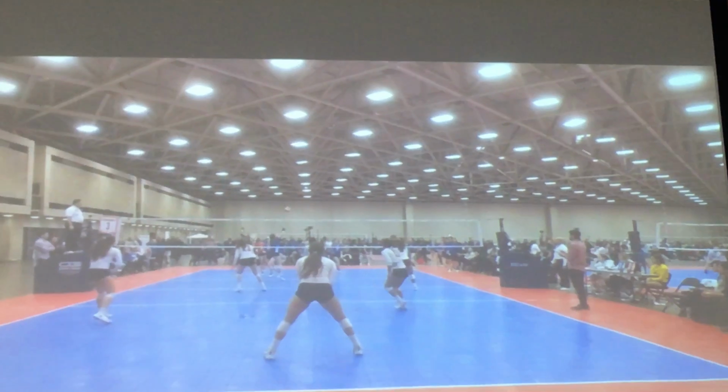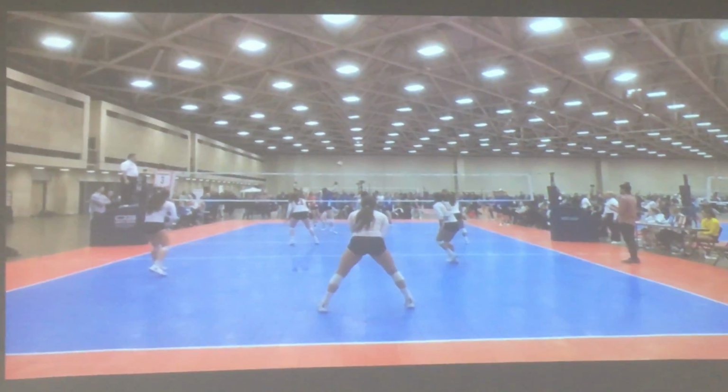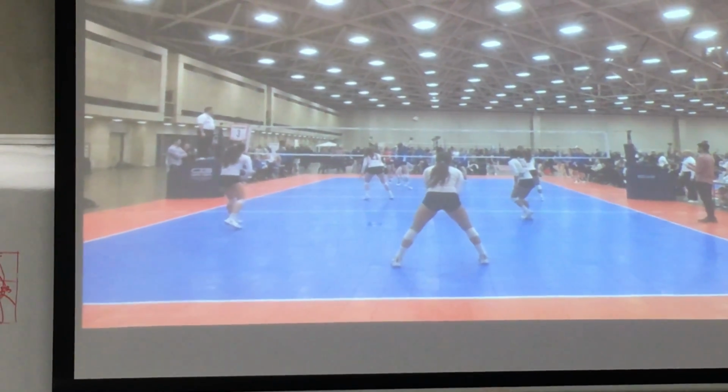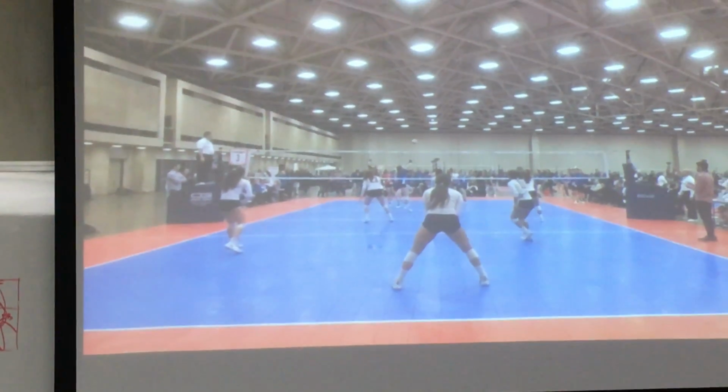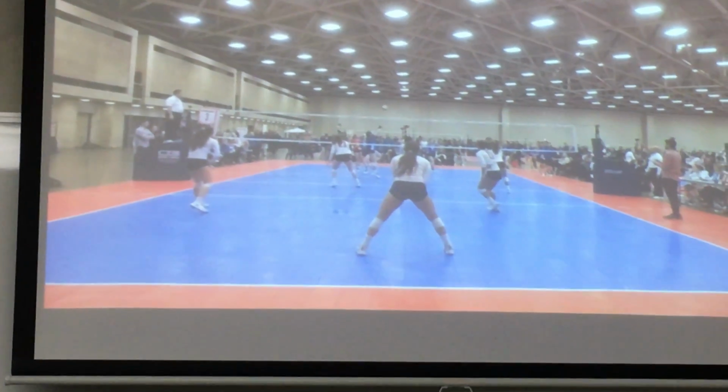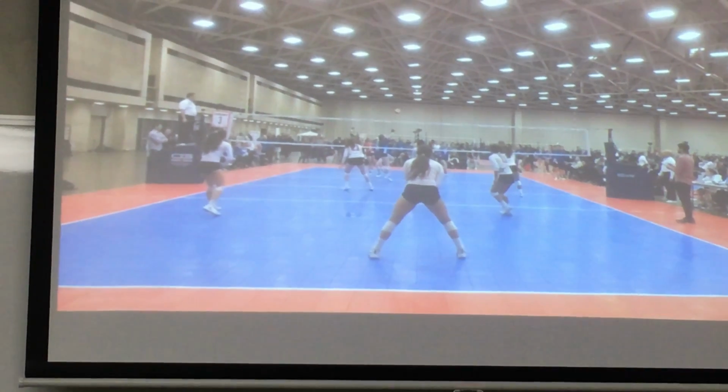Is it over? No. Where is she setting? Forward. How far forward? Middle. Why? Why do you think middle? Because she's farther. She's jumping. She's jumping, but she can jump and set a lot of balls.